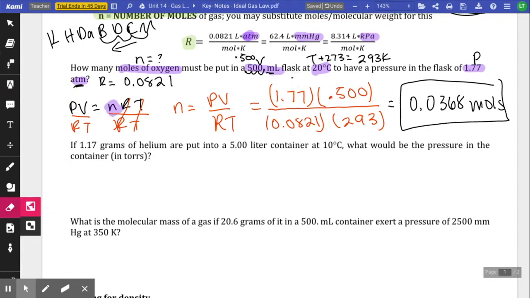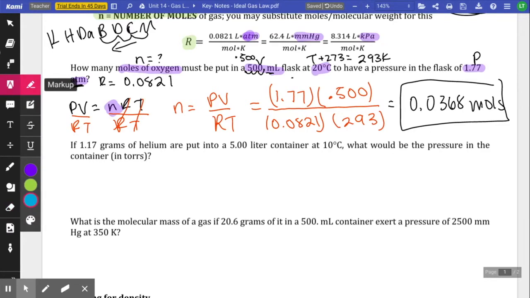All right. So first things first, it says if 1.17 grams of helium are put into a 5-liter container at 10 degrees Celsius, what would be the pressure in the container? And then it does tell us in torr.